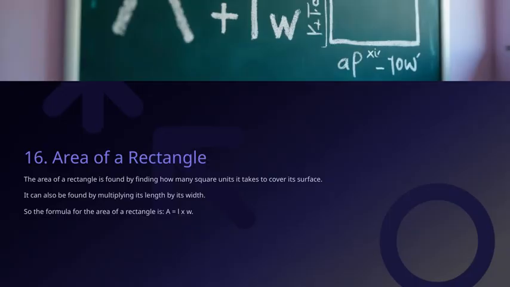Now let's talk about the area of a rectangle. The area essentially tells us how much space the surface of the rectangle covers. Imagine laying tiles over a surface. How many tiles would you need? That's what the area measures.